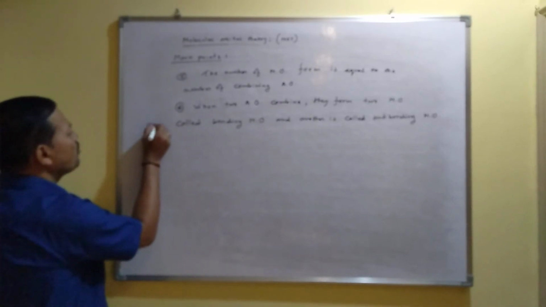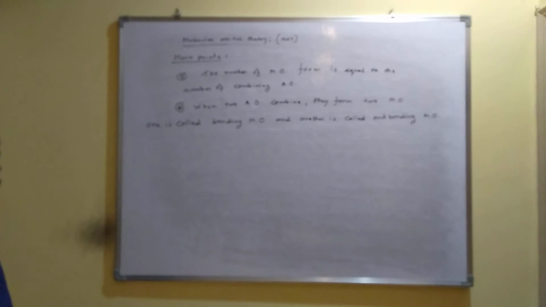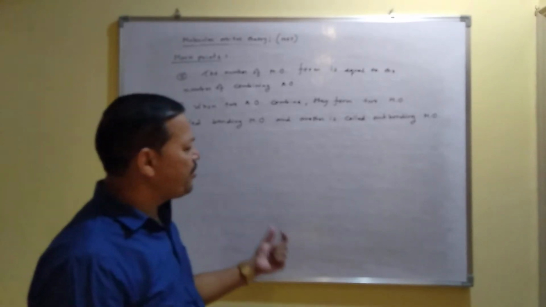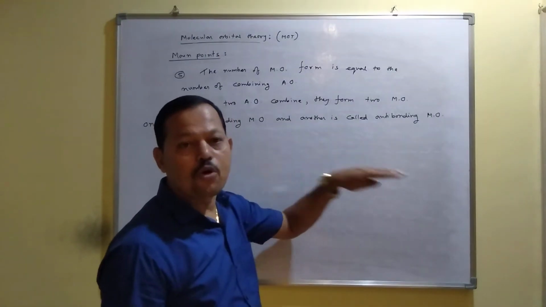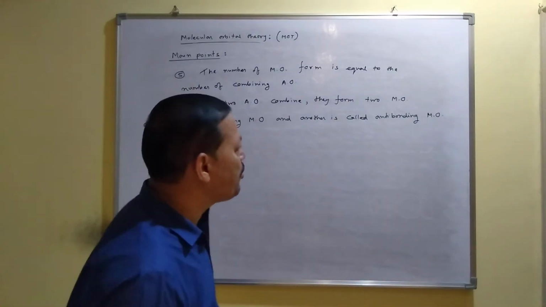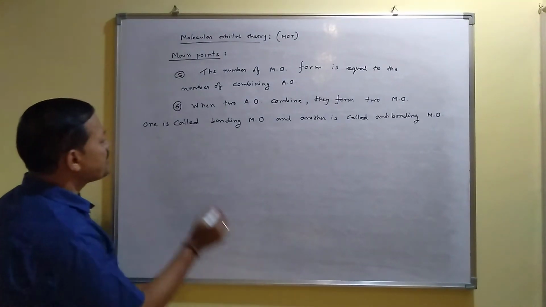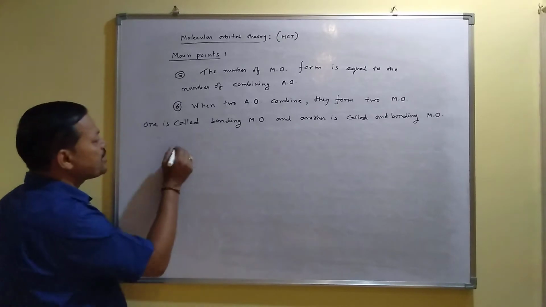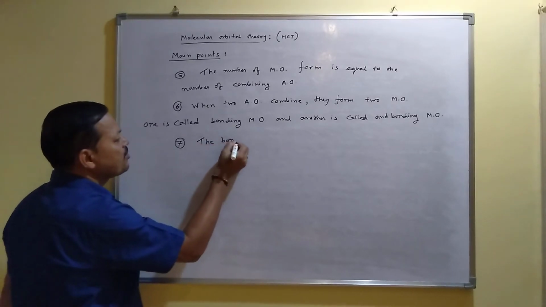One is called bonding molecular orbital, and another is called antibonding molecular orbital. As I have given, when 1s combine, it will form two molecular orbitals. One is called bonding, one is called antibonding molecular orbital. This is number 6.